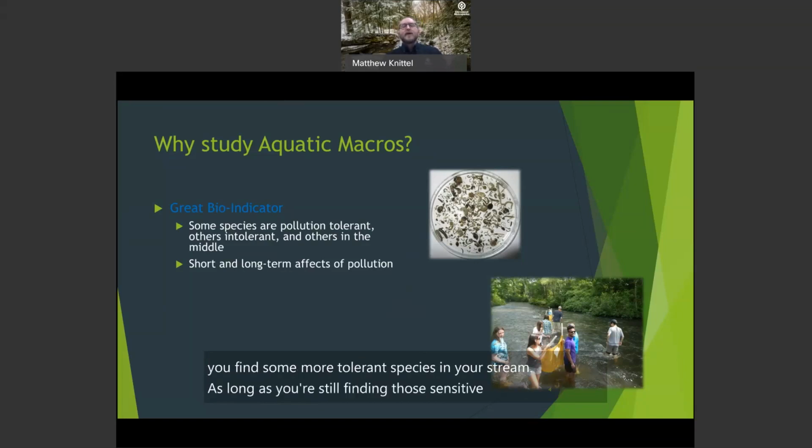In addition, they provide a short and long-term picture of pollution and environmental conditions. If you did a chemical test of your stream, that's more of a snapshot in time, and you're only going to really be able to get that exact moment that you sampled that water.